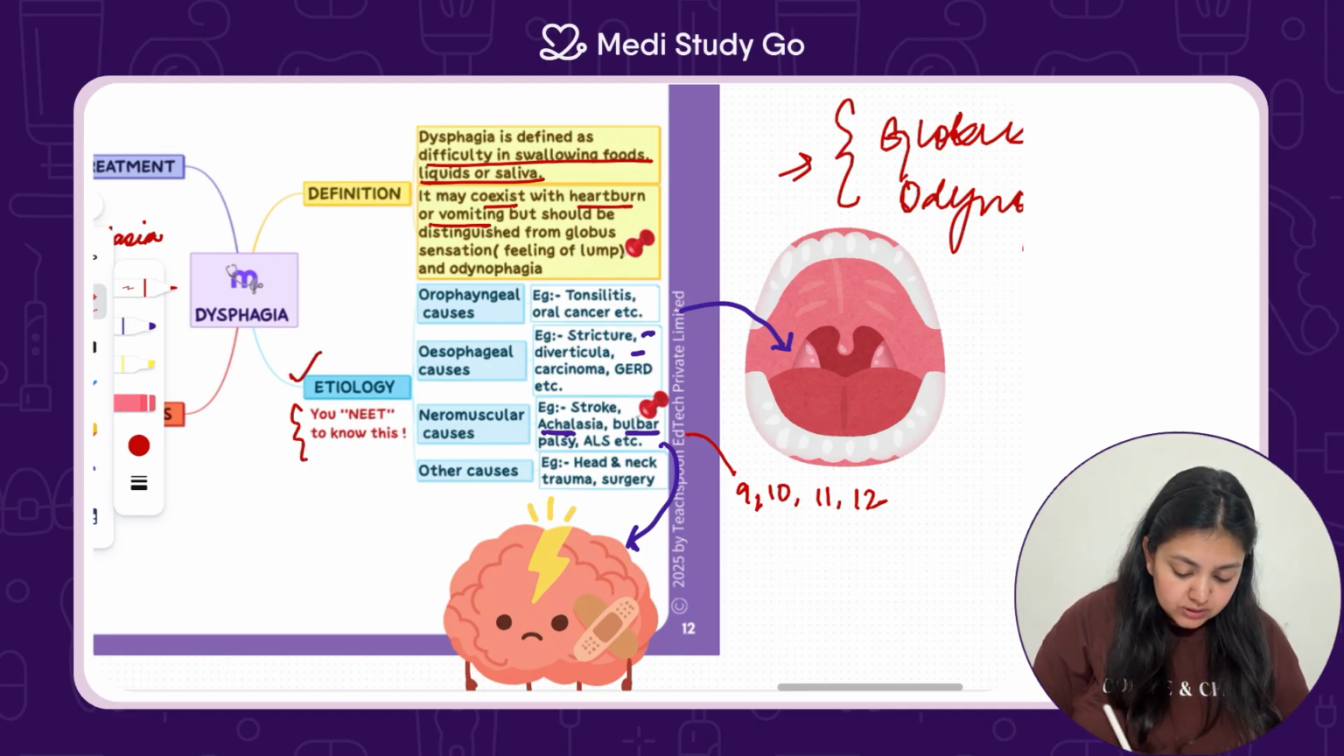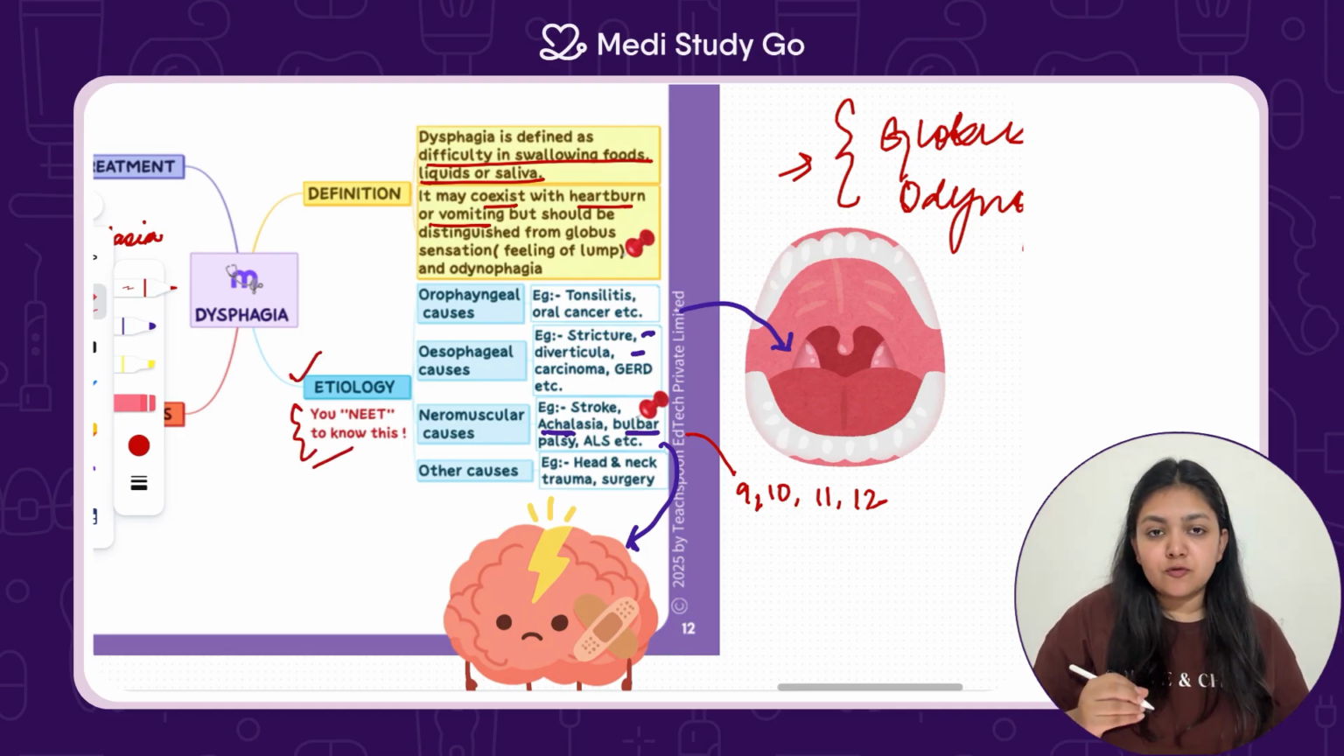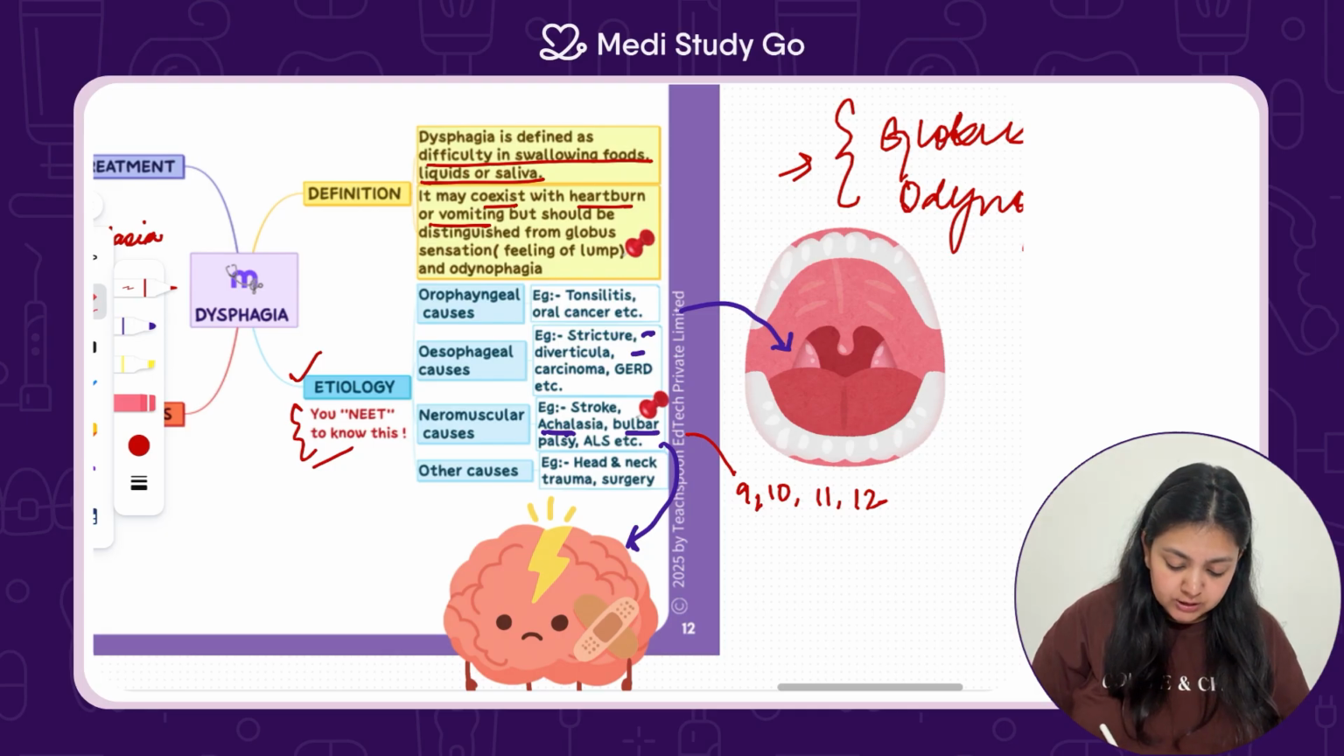After we know the definition, there are always some etiologic agents involved. You need to know this if you're a NEET aspirant, because these form many MCQs. They can also come in your exam in a form like, all of these are symptoms of dysphagia except what? Except means you need to know all the features, and one of them is not going to be a feature of dysphagia. So moving to etiology, there can be oropharyngeal causes, esophageal causes and neuromuscular causes.